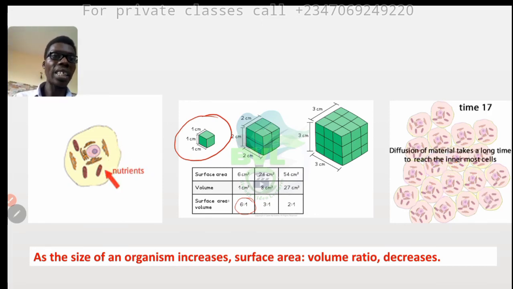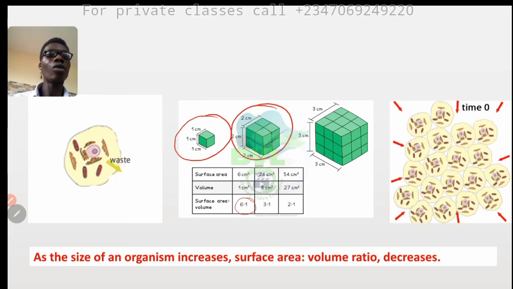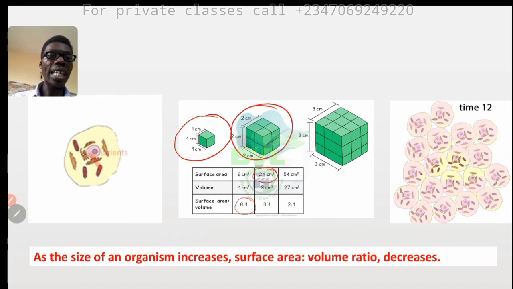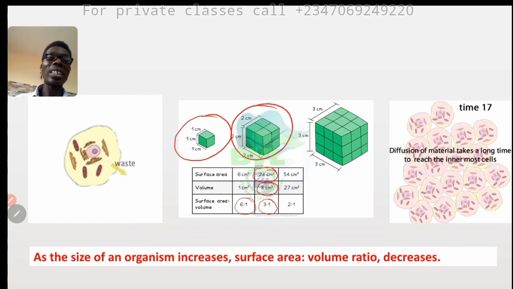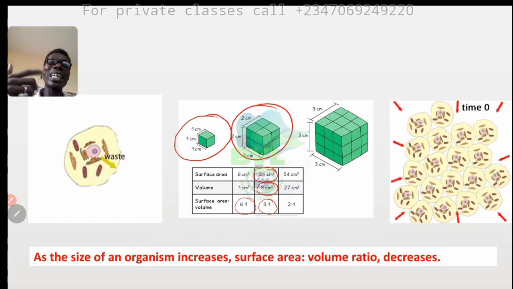But look at it when you get to this other cell here. Let's imagine those cubes are cells. The surface area to volume ratio has reduced. So the surface area is 24, and the volume is 8. So the surface area to volume ratio is now 3:1. That means the contact it has with the environment has reduced.